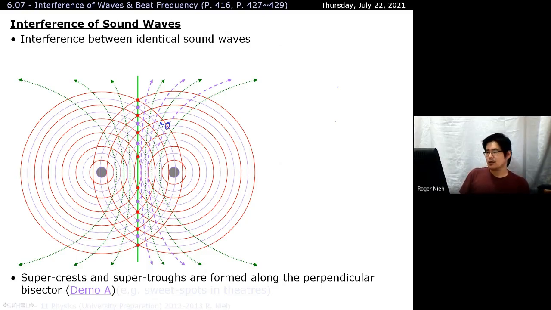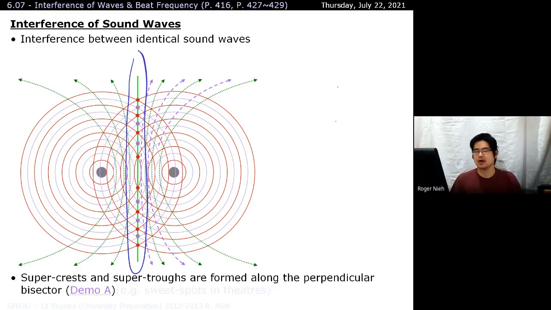Now, remember, this only exists for this frequency. The moment I change the frequency, the wavelength changes, these waves separate even further apart, and the sweet spots will change. Okay, so there is no perfect sweet spot here, because it will always change. If you want something that's guaranteed to be the same no matter what frequency, stay at the perpendicular bisector. It's always going to be the best seat in the house. Everything else, it's going to be good or bad based upon the frequency.